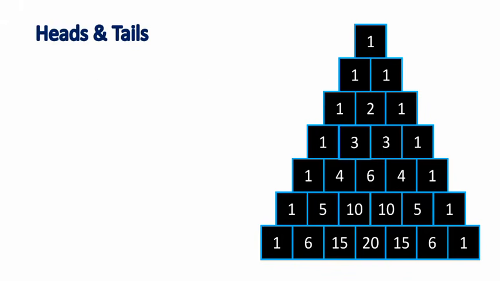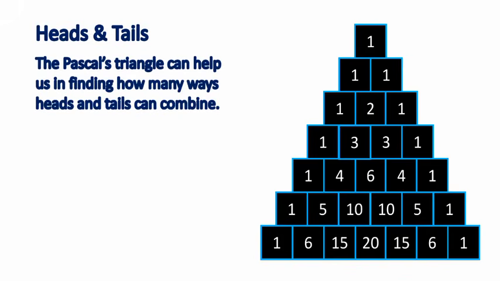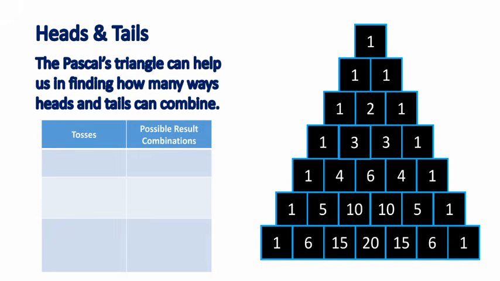Heads and tails. The Pascal's triangle can help us in finding how many ways heads and tails can combine. For example, if we toss a coin once, the number of ways of getting a head is 1 and of getting a tail is also 1. If we toss that coin twice, then the number of ways of getting 2 heads is 1. The number of ways of getting 1 head and 1 tail is 2, and of getting 2 tails is 1.